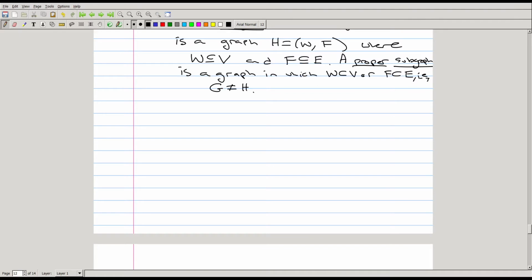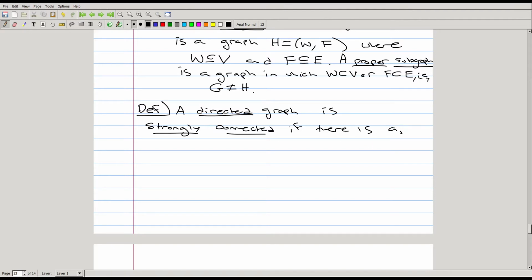Now, for directed graphs, we also have an idea of connectivity. However, we have to be very careful here. We have two different types of connectivity, what's called strongly connected and weakly connected. We say that a directed graph is strongly connected if there is a path from A to B and from B to A for all vertices A and B in the graph. This is the definition of strong connectivity for a directed graph.